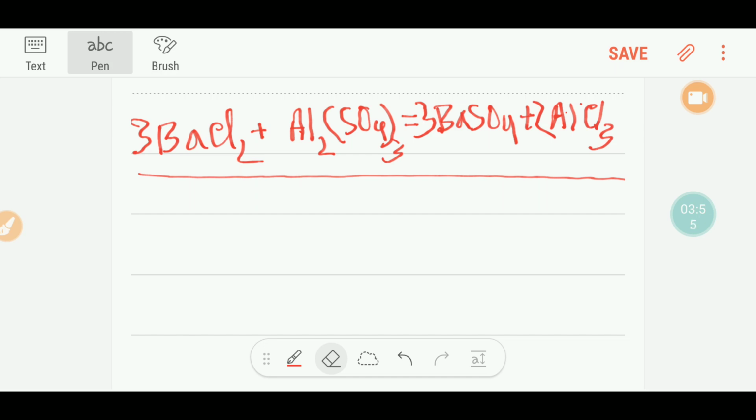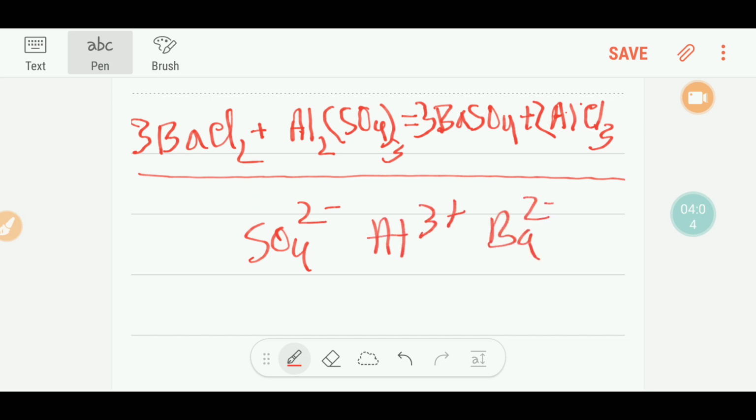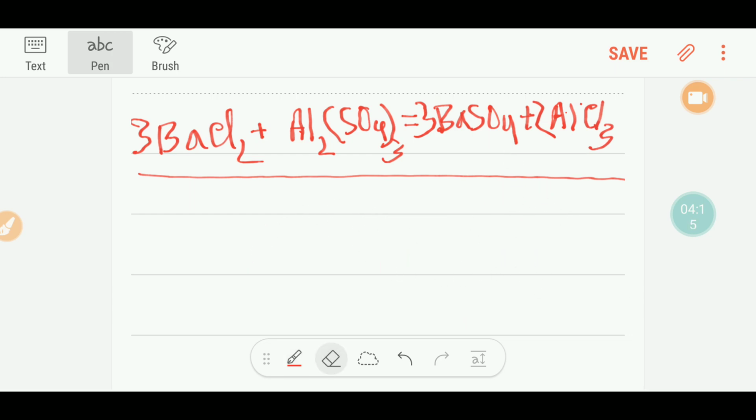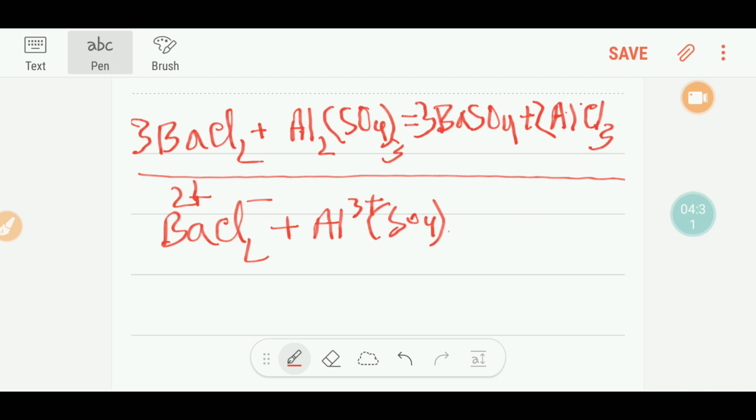Now you have to know that this is sulfate radical, which has 2 minus charge. This is aluminium, which has 3 plus charge. This is barium, which has 2 plus charge, right? And this is chloride, which has 1 minus charge. However, this is the basic thing you have to bear in mind. So let me write here barium chloride, right? Barium 2 plus, here 1 minus, plus aluminium 3 plus, here sulfate 3, 2 minus, barium sulfate plus aluminium trichloride, right?